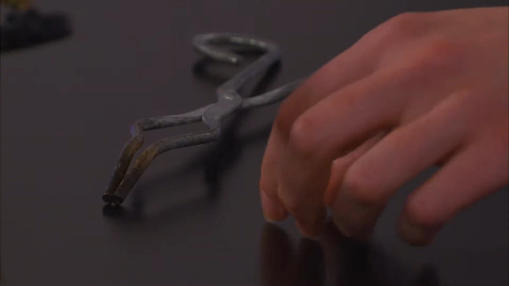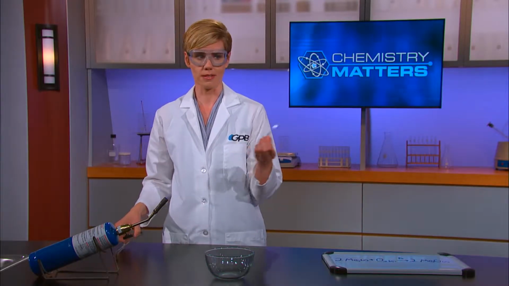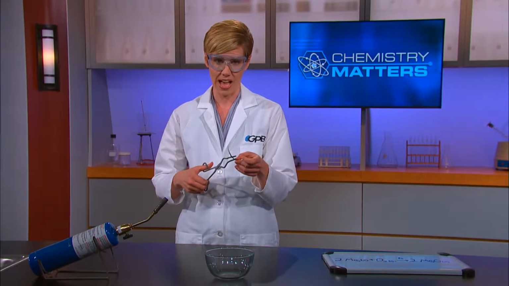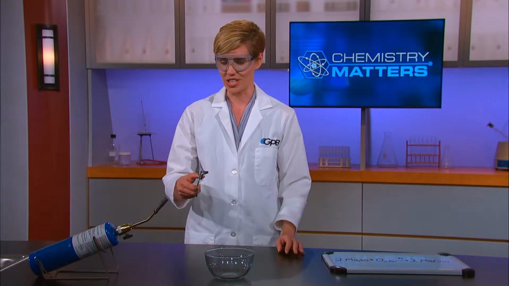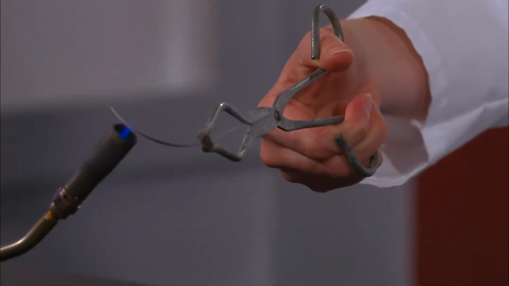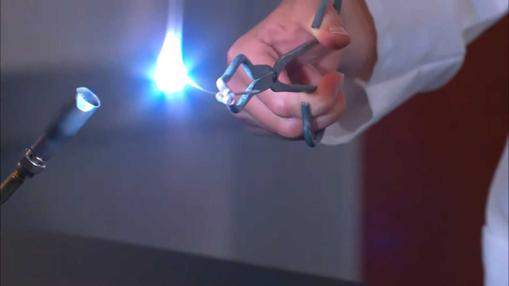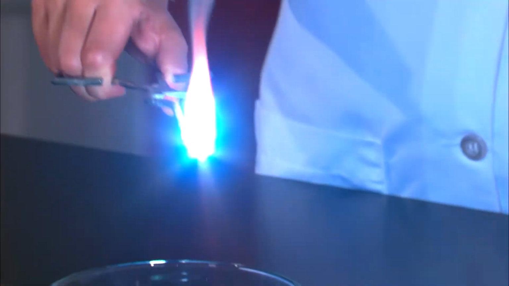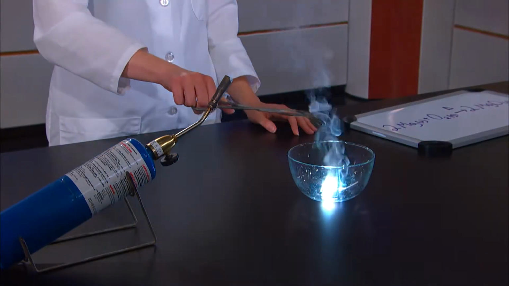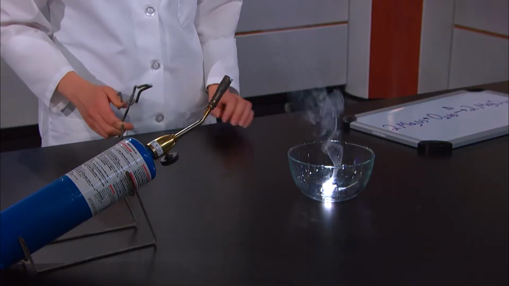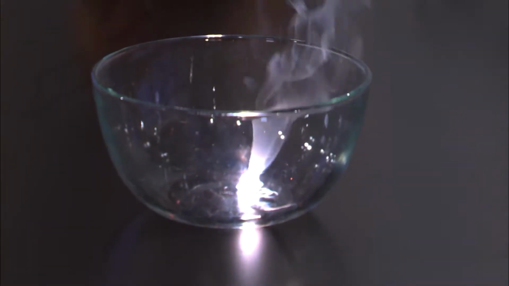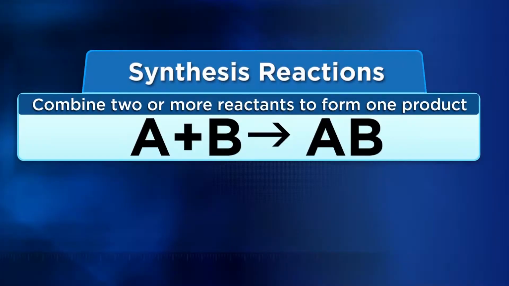Here I have a piece of solid magnesium. There's oxygen in the air, but nothing's happening. I have to add energy, and then the magnesium reacts with the oxygen to make this white substance, the magnesium oxide.